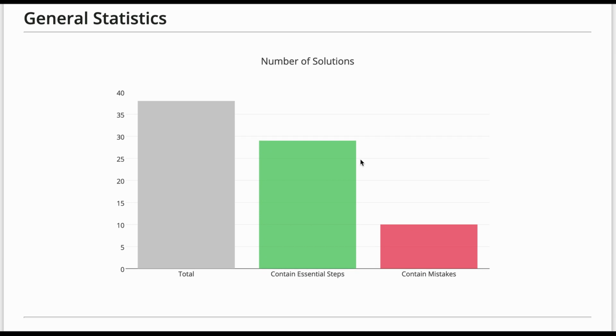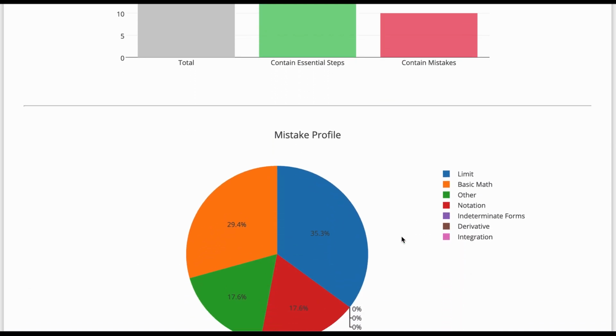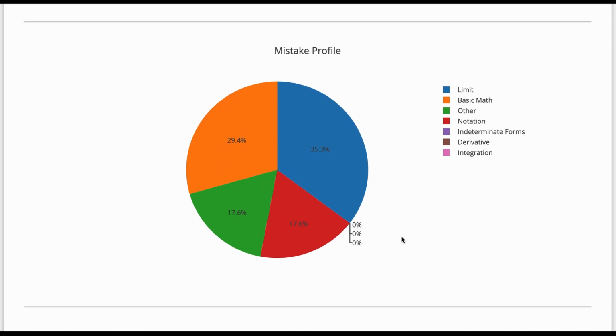We can see the number of solutions that students submitted, and also the proportion of those solutions that contained essential steps, meaning that students were showing their work, and the proportion that contained mistakes. Since Gradarius is analyzing every single step that students enter, it's able to generate a mistake profile, both for individual students and for the class as a whole, that indicates what kinds of mistakes students were making.